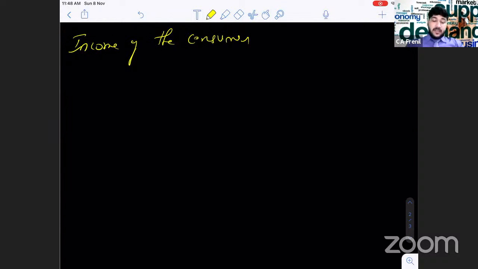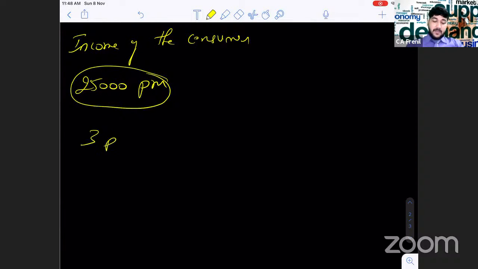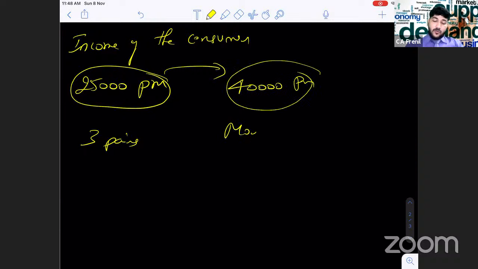See, if you're earning, let us say, 25,000 rupees per month, and you are buying, let us say, 3 pairs of clothes every month. Correct? When your income increases to, let us say, 40,000 rupees per month, you will definitely buy more clothes or much costlier clothes. So as your income increases, your buying of normal goods increases. Normal goods means, when income increases, their consumption also increases. There are different examples: household furniture, automobiles, consumer durables, etc.